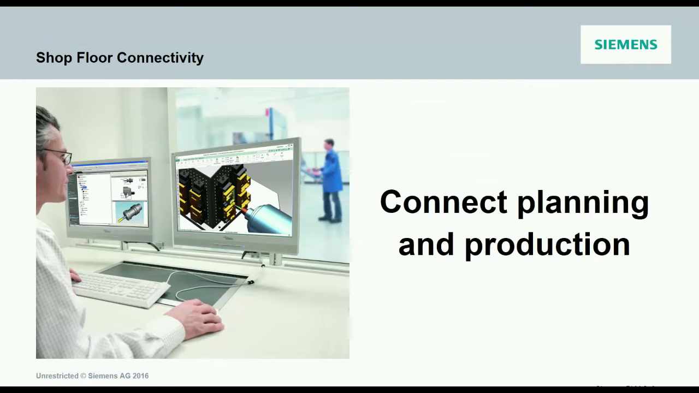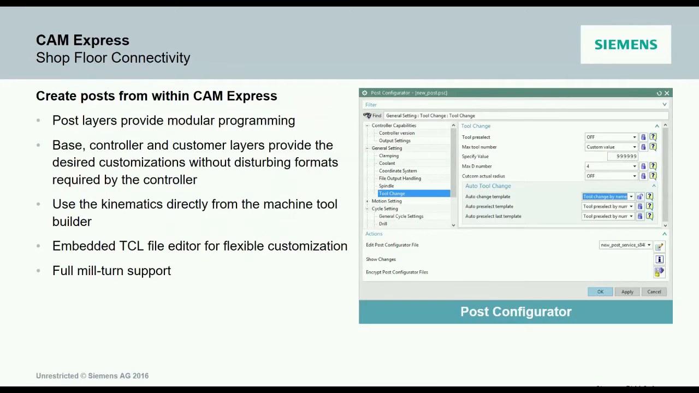Enhancements to CAM Express for shop floor connectivity allow us to connect planning and production easily. We can create posts directly within CAM Express. Post layers within Post Configurator provide modular programming. The base, controller, and customer layers provide the desired customizations without disturbing formats required by the controller. You can use the kinematics directly from the machine tool builder to apply the kinematics within the post processor. There is an embedded TCL file editor for flexible customization of the post processor and it provides full mill turn support.